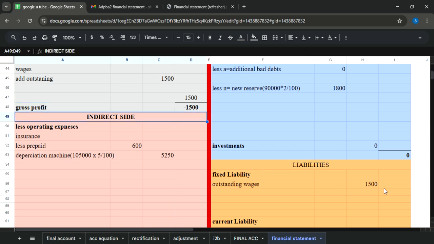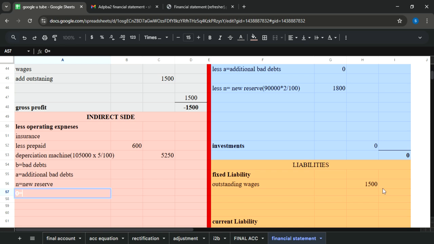Now come to indirect side. Here there are 4 elements. First, bad debts, they are present in trial balance, then additional bad debts, after which we have N, that means new reserve, and then we have O, which is old reserve. 2 elements are decided.